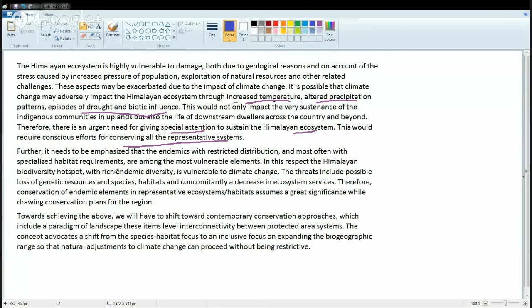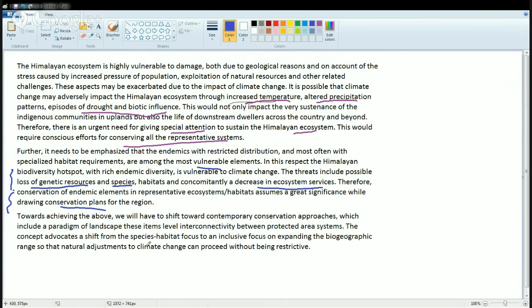So under conservation of all the systems, they have talked about, first, the endemics which have restricted distributions. So what is important is that endemics with restricted distribution are the most vulnerable section. Then they have talked about the loss of genetic resources and species and decrease in the ecosystem. So this is an important line, that this has led to loss of genetic resources which decreases the ecosystem services. Besides this, the main aim of the whole passage is to talk about a conservation plan.